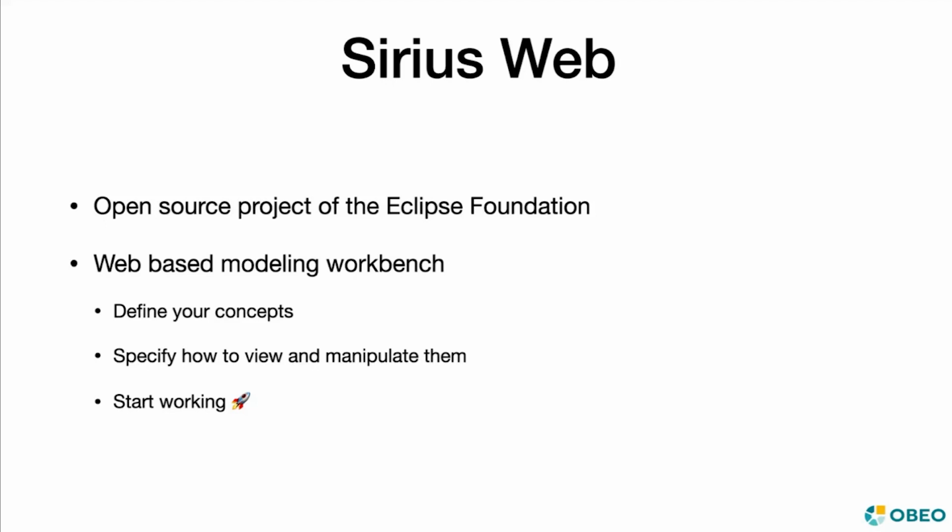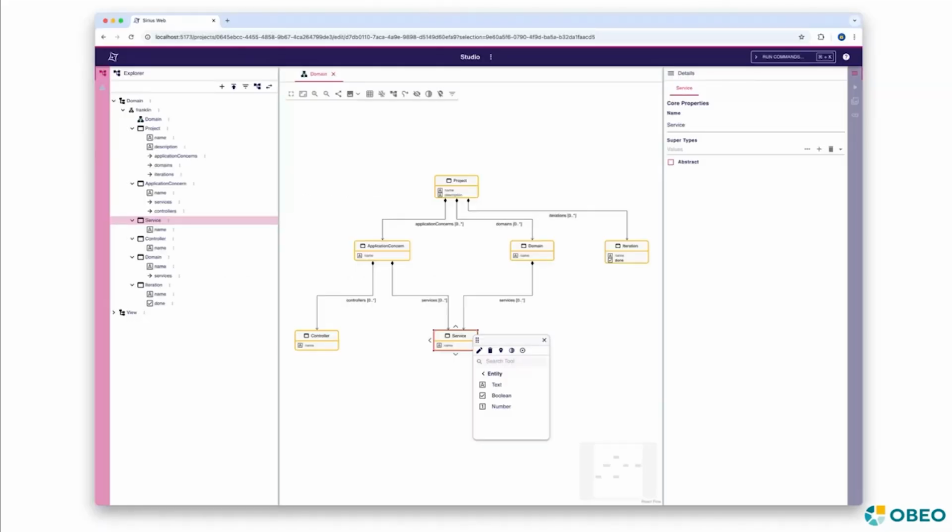So Sirius Web is an open source project of the Eclipse Foundation. It gives you access to a web-based modeling workbench. First of all, you have to define your concept. Then you tell Sirius Web how to view them and manipulate them, and then you can start working. So let's see how it works.